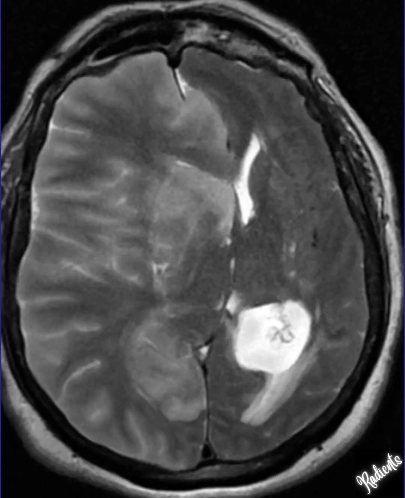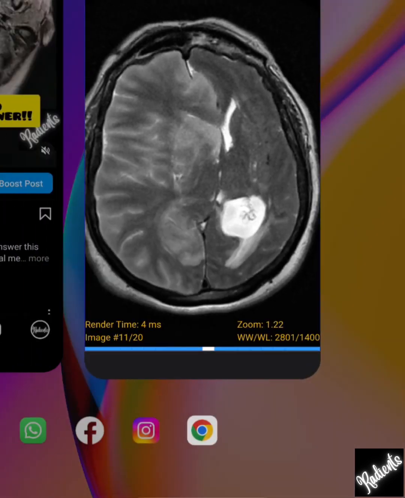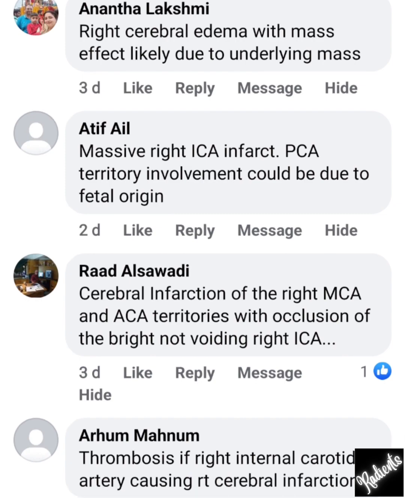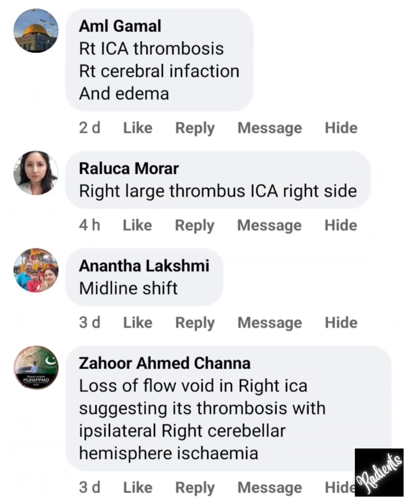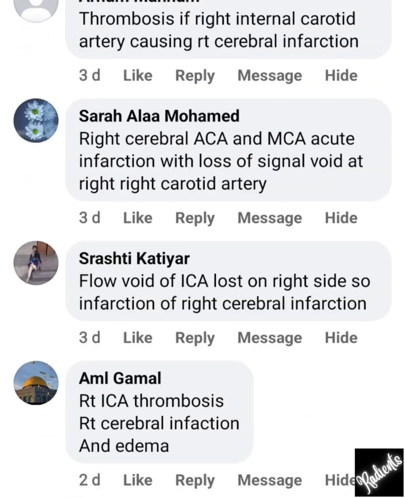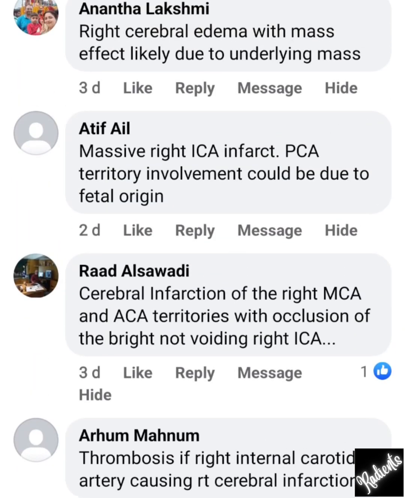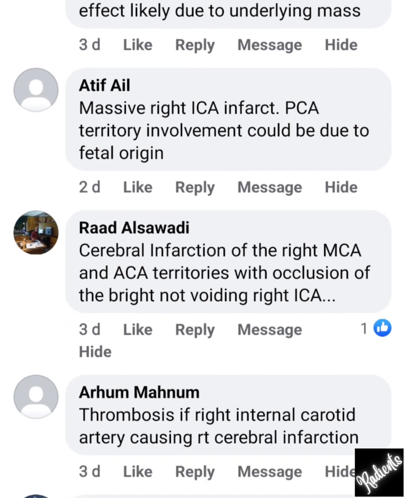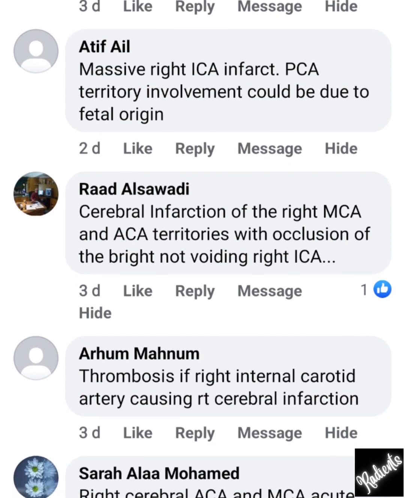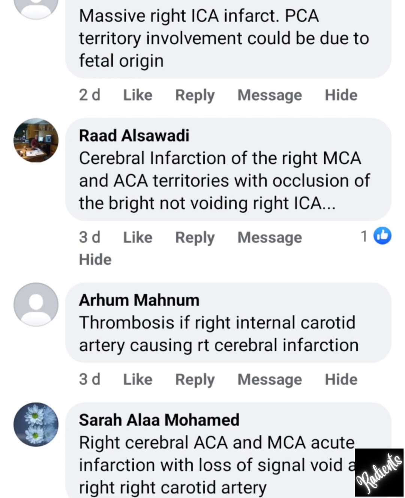And secondly, now we'll go and see who are the ones who gave the correct answer to the question. On Facebook, we can see a number of answers, and though most of the people have correctly identified the right-sided cerebral infarction and the ICA thrombosis, the more accurate answer has been given by Atif Al. Atif Al has specifically mentioned that there is a massive right ICA infarct and PCA territory involvement could be due to fetal origin, and yes, that is a possibility.